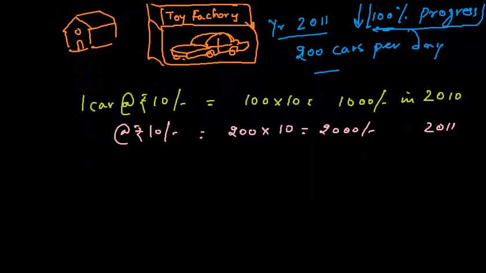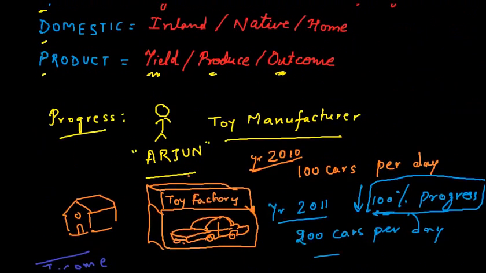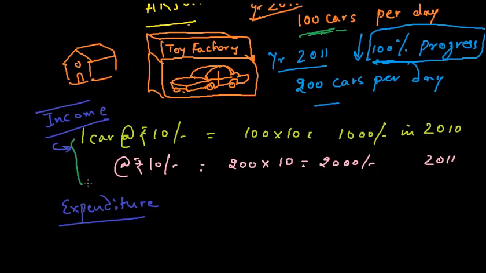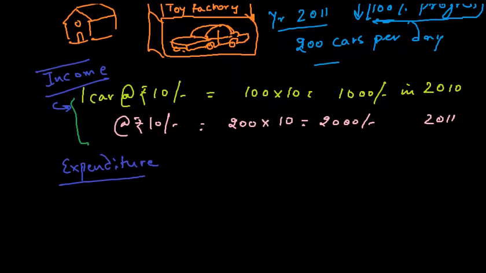Or another way he can see is how much expenditure he was making. Here we did an income test, where we saw how much income he was making. In the earlier case, we saw how much production he was doing. So this was the production of cars, this is the income, what he was earning every month or every year. And then the expenditure method, where he sees how much expenditure he makes.